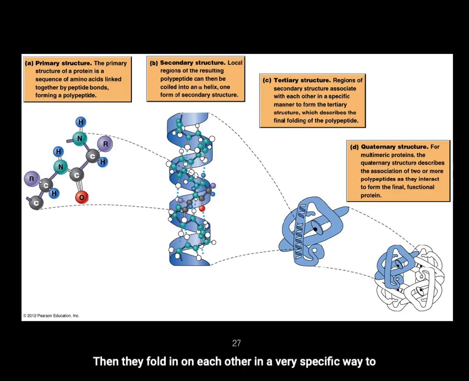Then they fold in on each other in a very specific way to form the tertiary structure of the protein. Finally, the quaternary structure of the protein is the association of 2 or more polypeptides to form the final functional protein. These 4 structural levels of proteins are demonstrated in the figure above. Understanding how the structure of a protein is necessary for its specific function is a key biological concept.